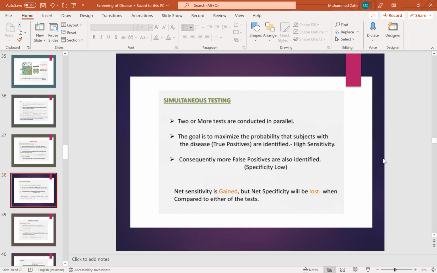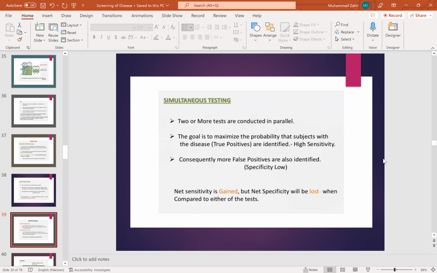Simultaneous testing. Two or more tests are conducted in parallel. The goal is to maximize the probability that subjects with the disease, which are true positives, are identified. It means there is high sensitivity. Consequently, more false positives are also identified, which shows low specificity. Net sensitivity is gained, but net specificity will be lost when compared to either of the tests.